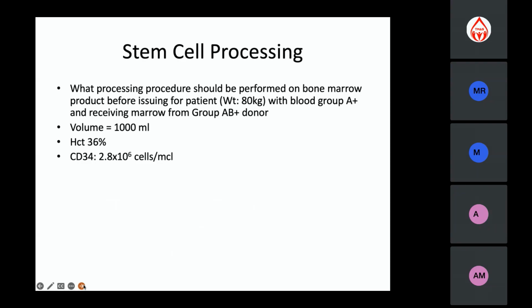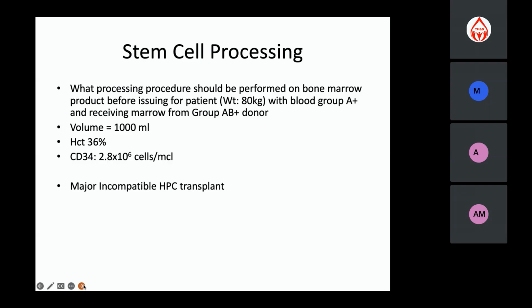So coming to the next question. What processing procedure should be performed on a bone marrow product before issuing for a patient? The weight of the patient is 80 kg and the patient's blood group is A positive and the patient is receiving a marrow from a group AB positive donor. The volume of the marrow product was 1000 ml and the hematocrit of the marrow product was 36%. The CD34 dose was optimal, like 2.8 million cells per kilogram body weight of the recipient. So the recipient is A positive and the donor is AB positive.